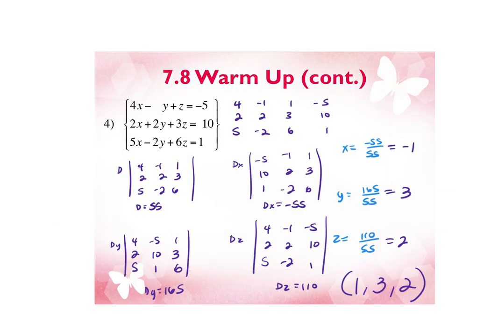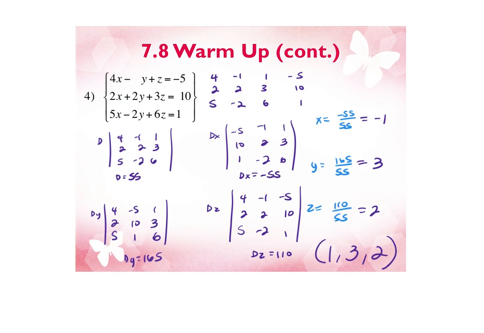And then came the 3 by 3. So the 3 by 3 has 3 variables, so you have to find D, D of X, D of Y, D of Z. For D, it's the X's, the Y's, and the Z's. For D of X, you take out the X's, put in the constants, and leave the Y's and the Z's. For D of Y, you leave the X's, take out the Y's, put in the constants, and leave the Z's. And for D of Z, you leave the X's and the Y's, and you replace the Z's with the constants, and you find each determinant. So D was 55, D of X is negative 55, D of Y is 165, and D of Z is 110. On Wednesday's test, these answers will be whole numbers, okay? So hopefully if you do make a mistake, you can catch it.